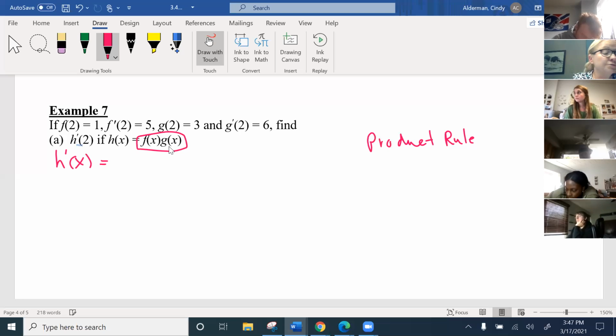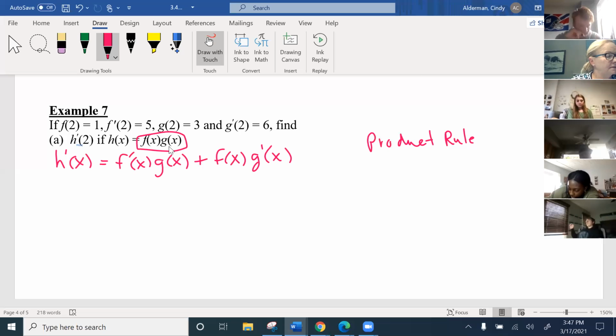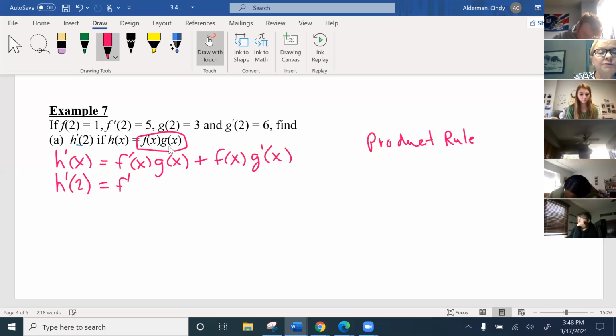So according to the product rule, that would be f prime times g, right? And you can write it like this, plus f of x times g prime. All right, so now let's find h prime of 2. Well, according to this, f prime of 2, well, actually, let's just write this down. Let's write it in here, just to be very explicit.